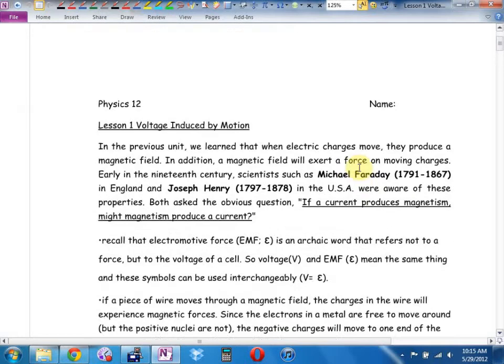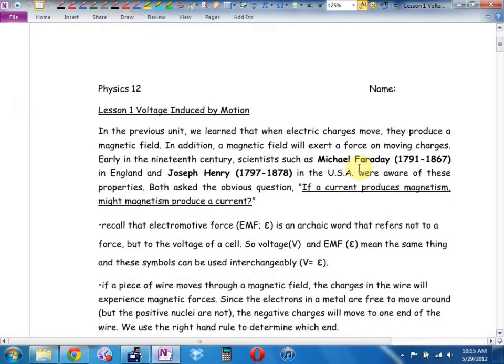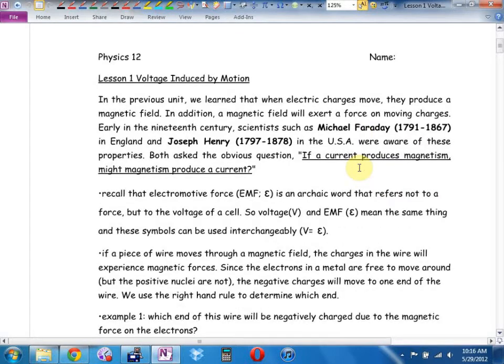Lesson 1, voltage induced by motion. In the previous unit, we learned that when charges move, they produce a magnetic field. When you run a current through a wire, you point your thumb in the direction of the current and your fingers curl in the direction of the magnetic field. Or in a solenoid, curling your fingers in the direction of the current, your thumb points north. A moving charge, a current, can create a magnetic field. In addition, a magnetic field will exert a force on moving charges.